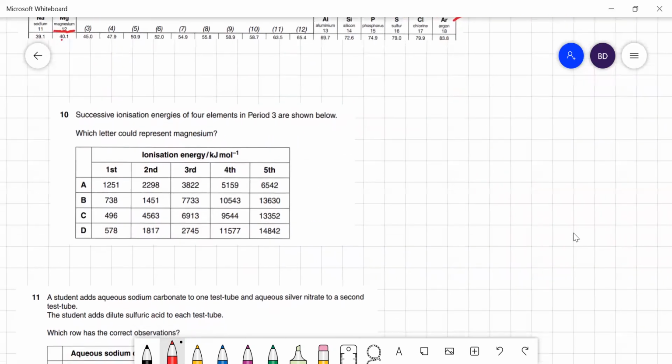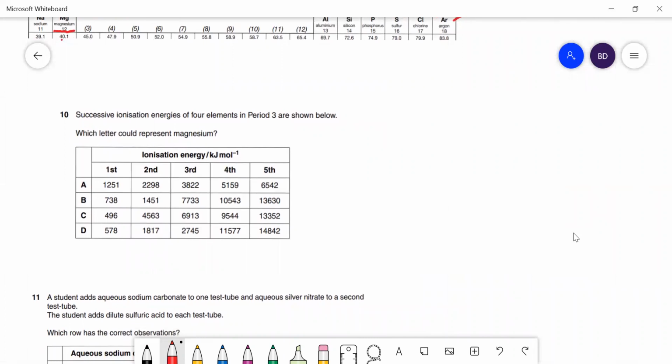Successive ionization energies for 4 elements in period 3, which could be magnesium. Now, magnesium is in group 2. It's got 2,8,2 as its electronic structure. So the first 2 electrons are quite easy to remove because they're coming from the third quantum shell. And for the third electron there's going to be a big jump, because that's coming from quantum shell number 2. So B is the answer, because you've got a big jump between the second and third ionization energy. It goes up by a factor of 4 or something.